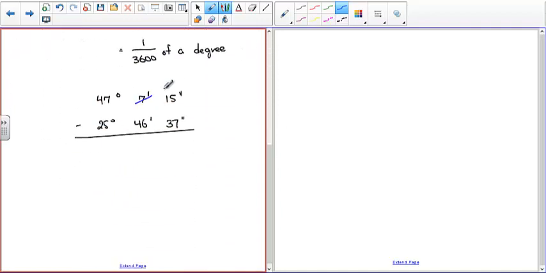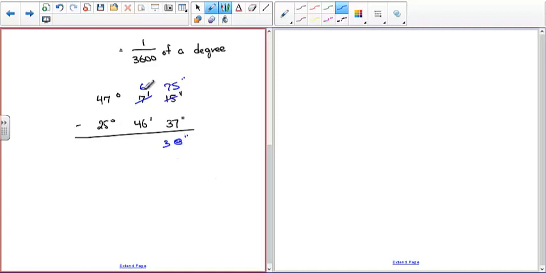Let me make sure I'm doing this right. Instead of having 15 seconds, you're going to have 15 plus 60, which is 75 seconds. So this has now become 6 minutes instead of 7 minutes, since you borrowed 1 minute, which is 60 seconds. So you add that together and subtract: 75 minus 37 is 38. You're just borrowing to do the subtraction. So you'd end up with 38 seconds.